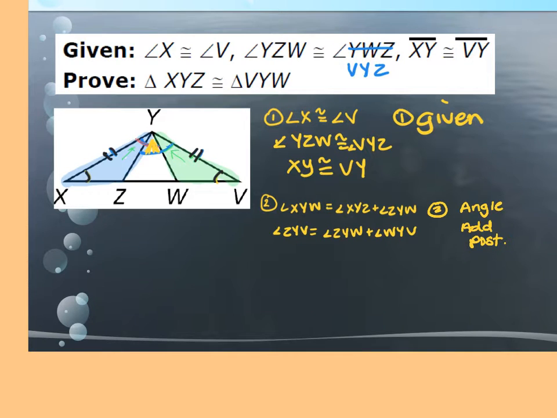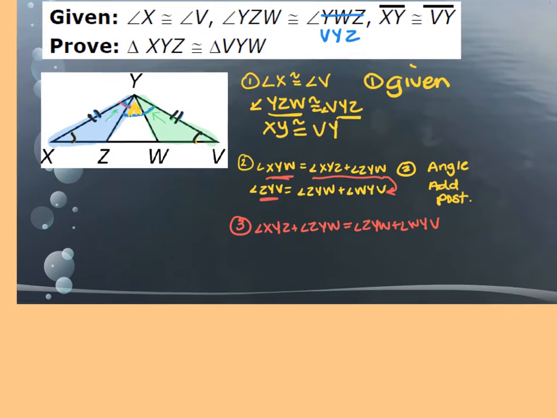Now, I already said that this equals this. I said that this equals this, which means this one equals this one. So XYZ plus ZYW equals ZYW plus WYV. And that's substitution.